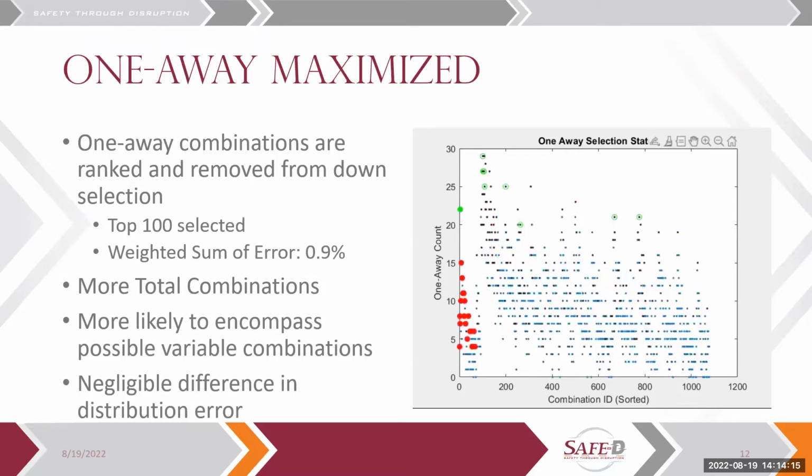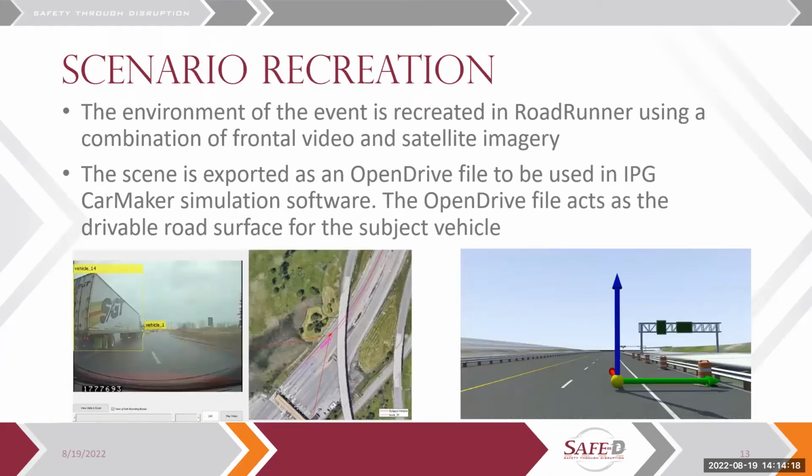So that was the selection from the naturalistic driving database, and then we needed to recreate these scenarios. This task, we used Roadrunner in MATLAB to take all the data sets, the video, the GPS, combine them together to create all of the vehicle trajectories. We likewise decoded the environment to create the simulation space and combine them into an OpenDRIVE file that can be used within IPG CarMaker to run these simulations.